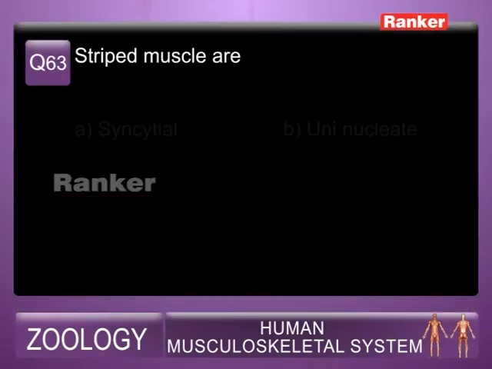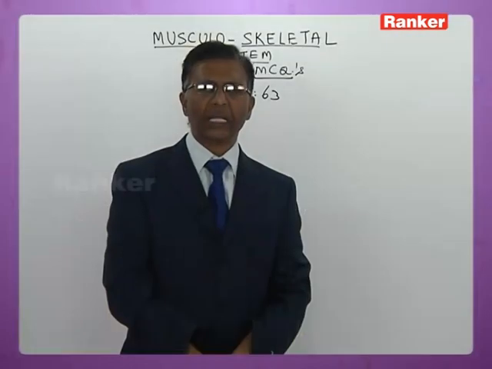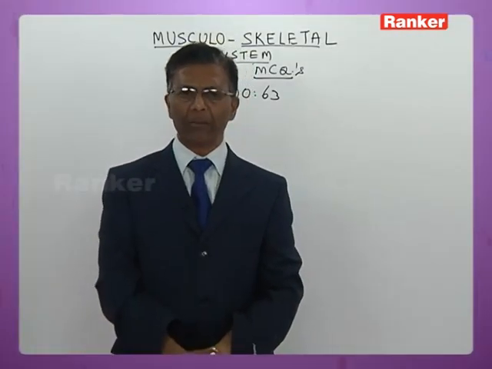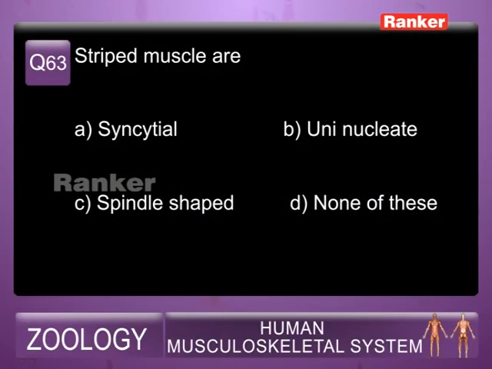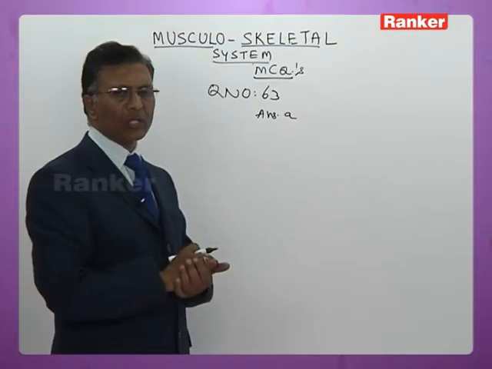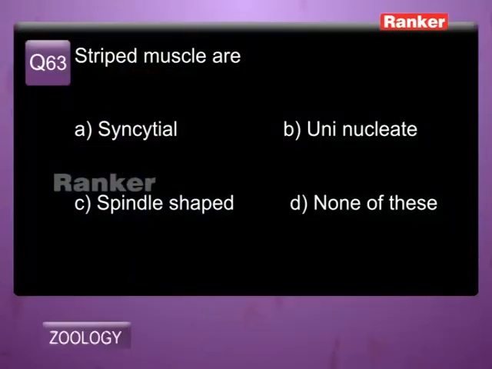63 is here. Striped muscles are A, syncytial, B, uninucleate, C, spindle shaped, D, none of this. The striped muscles are skeletal muscles. Skeletal muscles are syncytial in the human body. So the answer is A, that is syncytial, that is without cross walls, that is multinucleated. The muscles are multinucleated without cross walls.